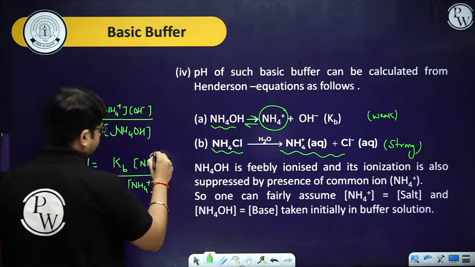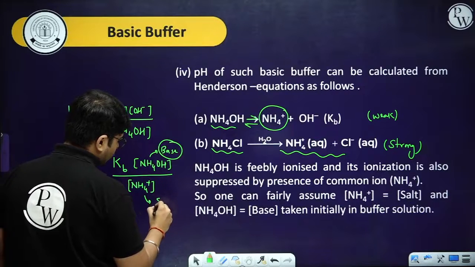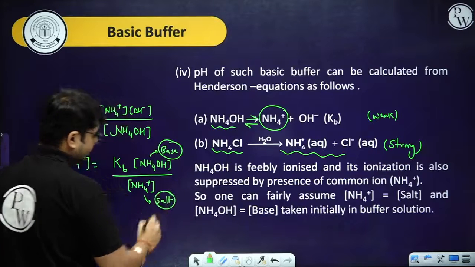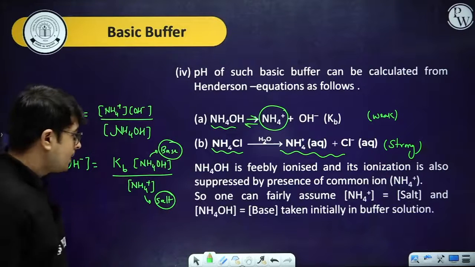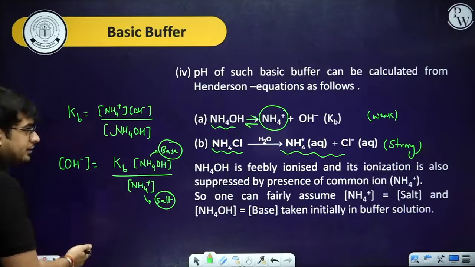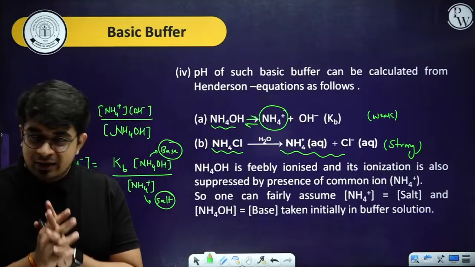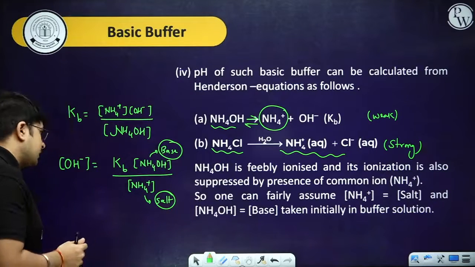So this one is coming from the base, but this is coming from the salt only, because that is a major component. I hope up to that part everything is clear. So you can take the negative logarithm and that will be the pOH, and again for the calculation of pH you just have to subtract the entire part from 14. So that is another scenario.